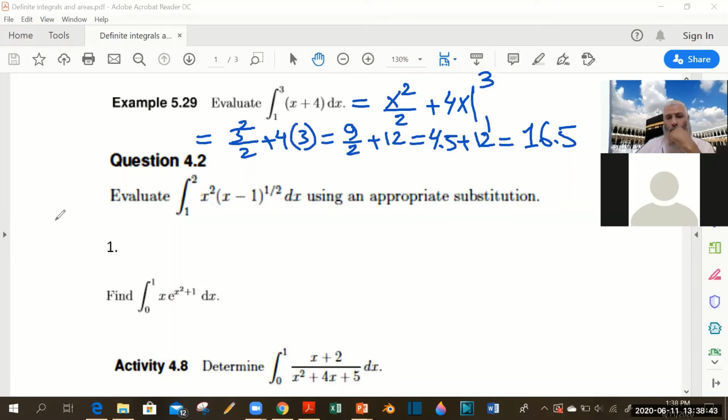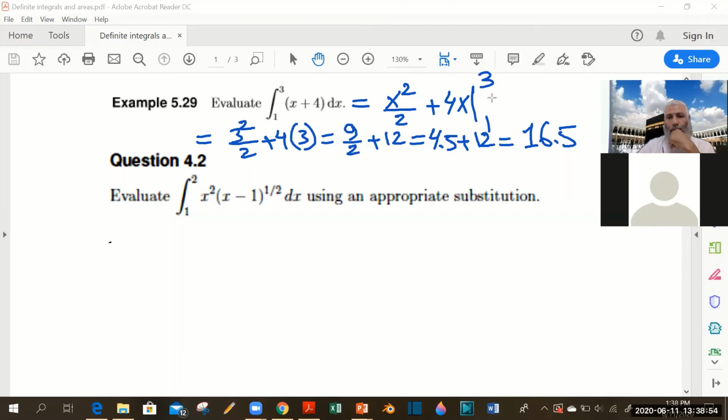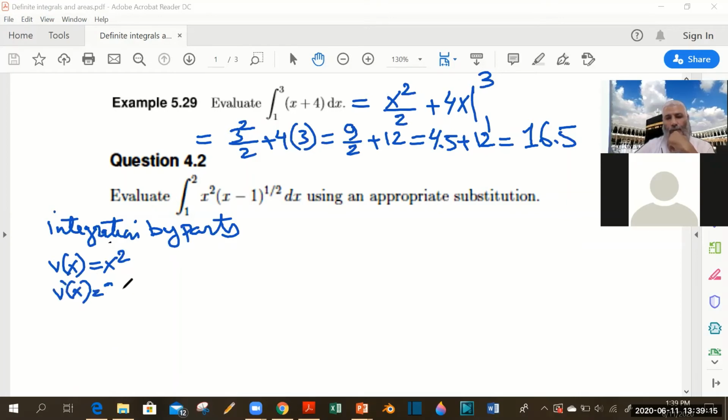Which type will we use? Integration by parts? Yes, let's try. So u'(x)... Yes. v(x) is x squared, right? And v'(x) is 2x. And u'(x) is x minus 1, power 1/2.